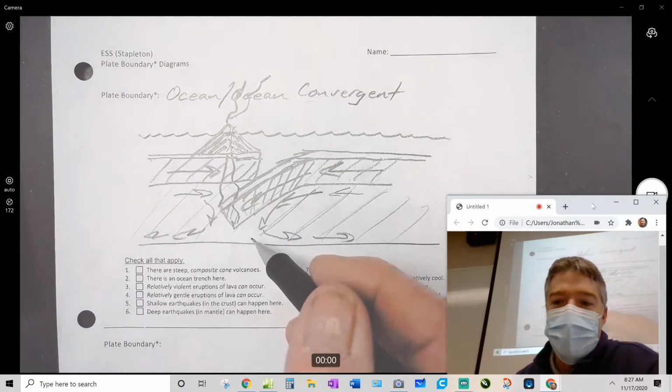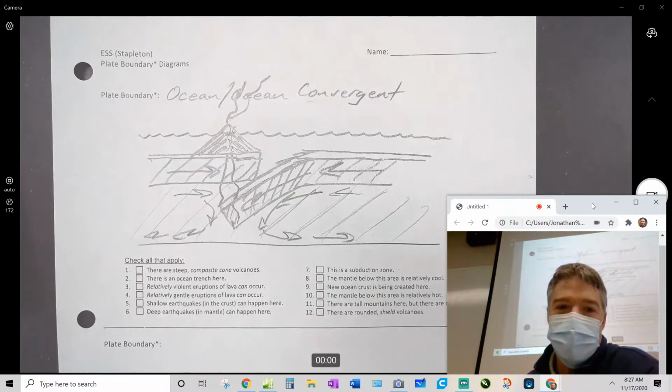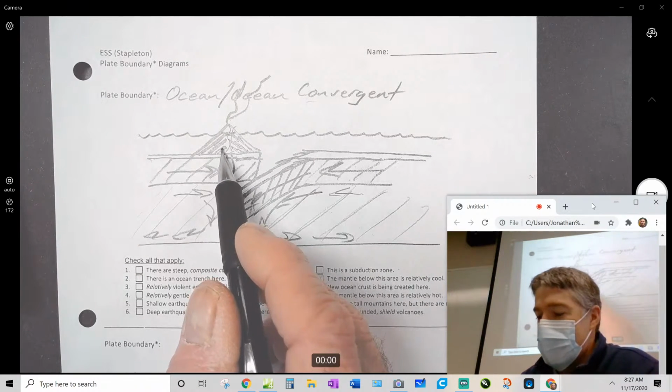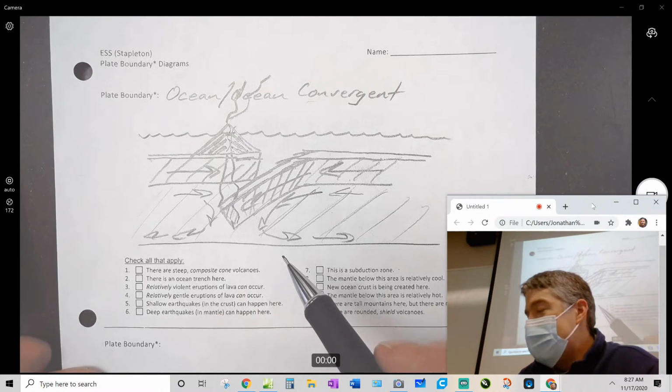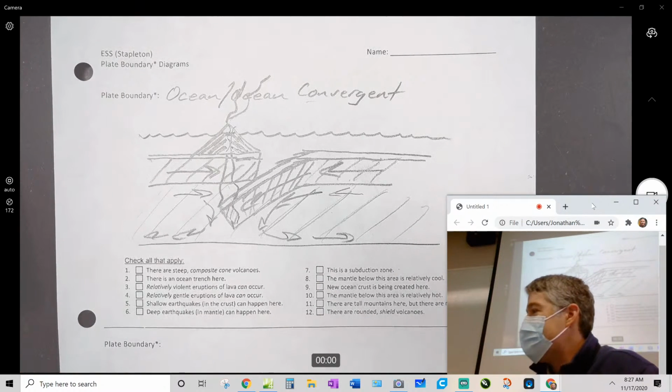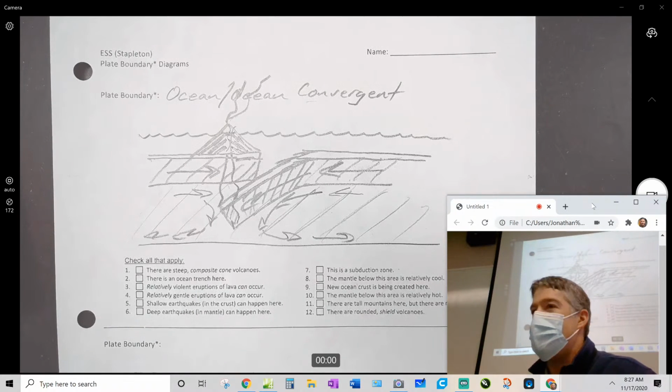Composite means a combination of multiple things. And this is a combination of different kinds of lava. I've been saying lava sometimes and magma sometimes. This is a really good, if you ever want to be a smarty pants, you can correct somebody when they say magma when they should have said lava. But you need to know the difference. Does anybody know the difference between magma and lava?